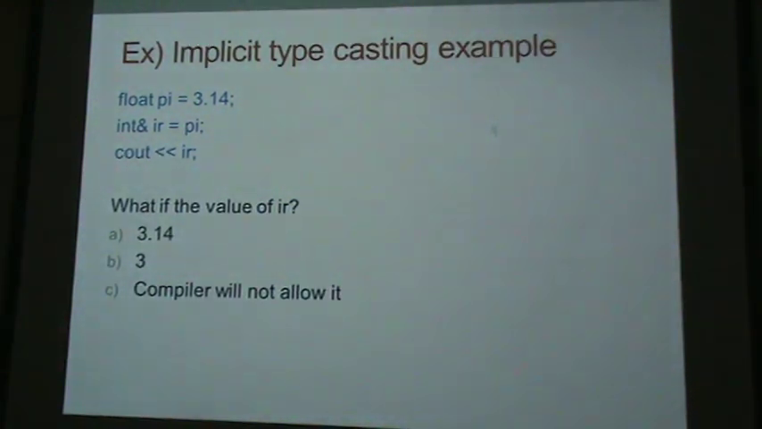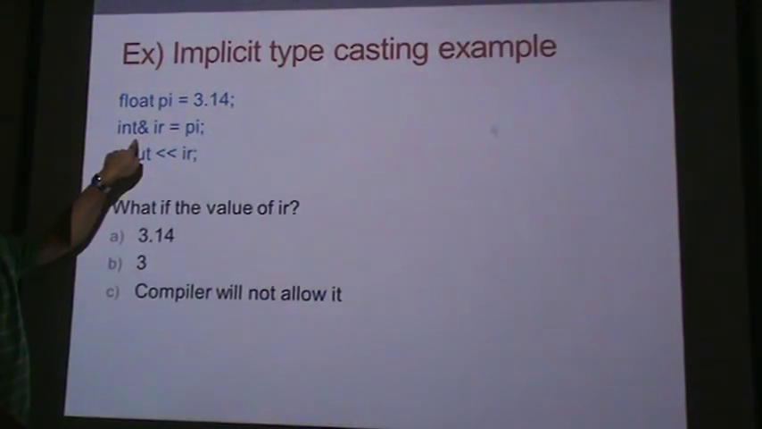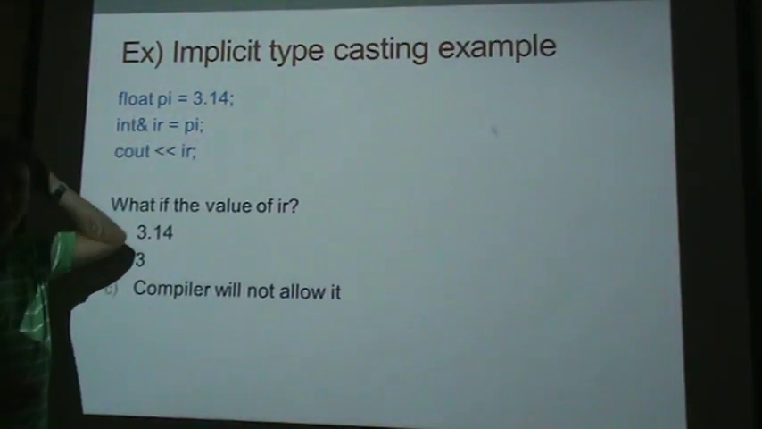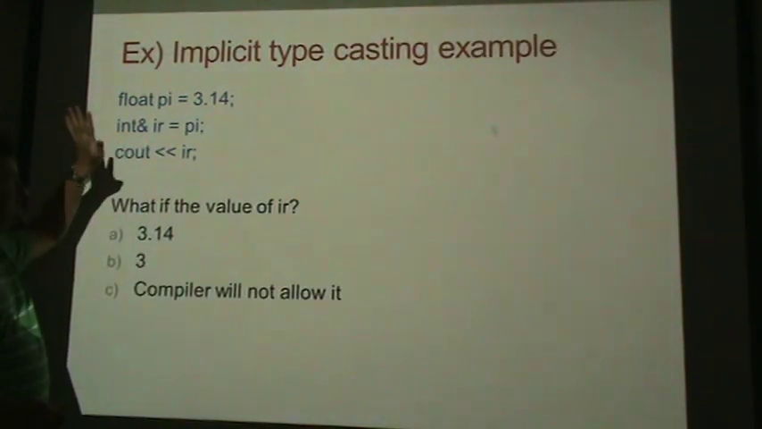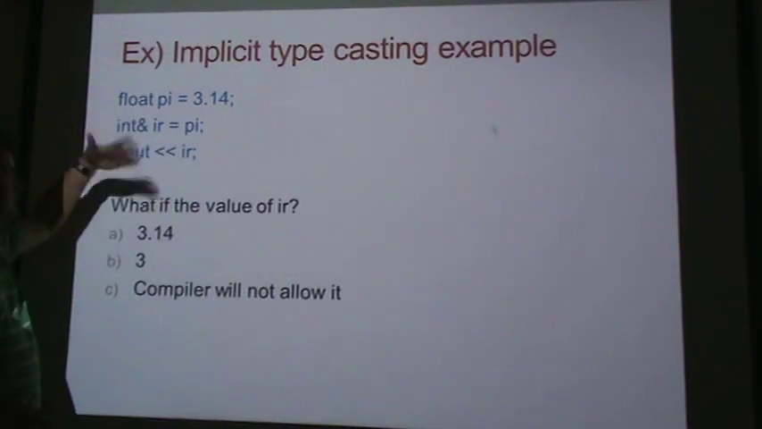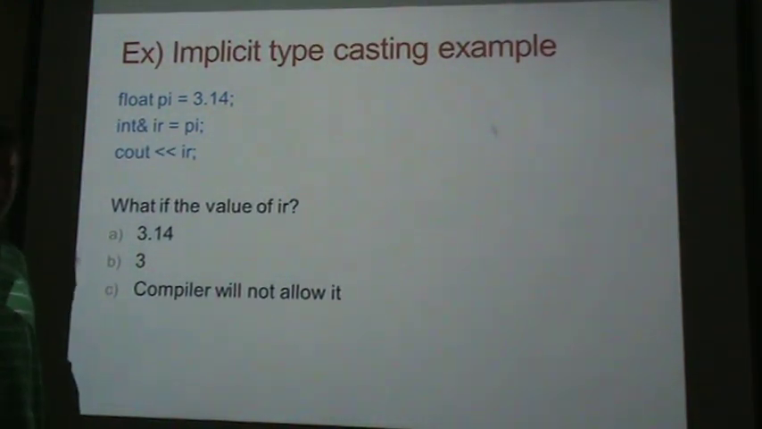What would happen? Would 3.14 get printed out? Would 3 get printed out? Or would the compiler say you can't do this? If you were designing the language, what would you do? So this is actually C. This is not even C++. There's no class involved. So this is a C question. What would you do?